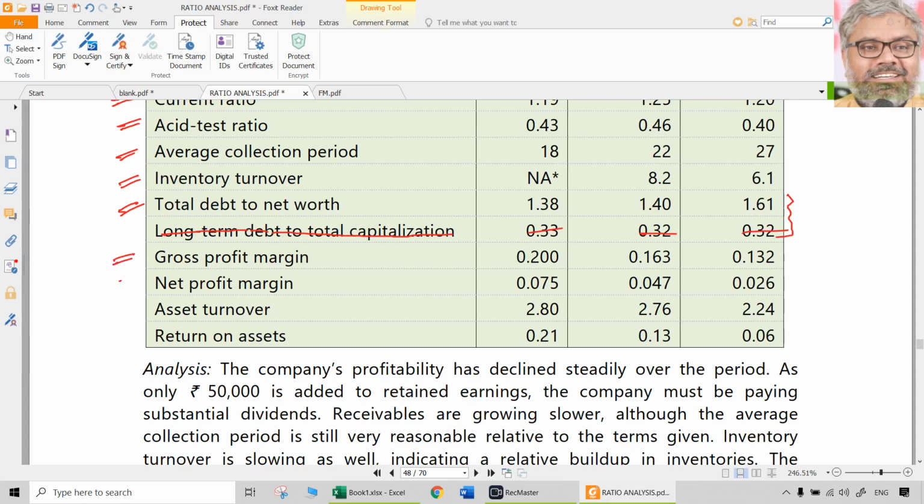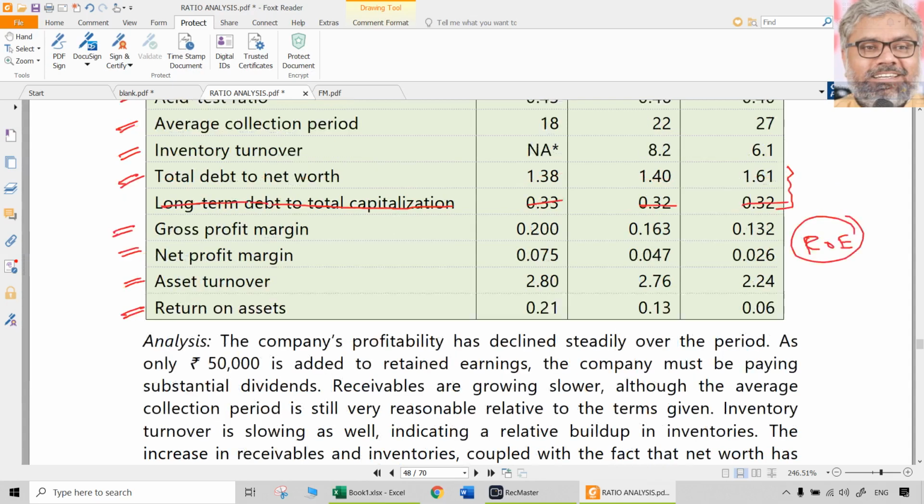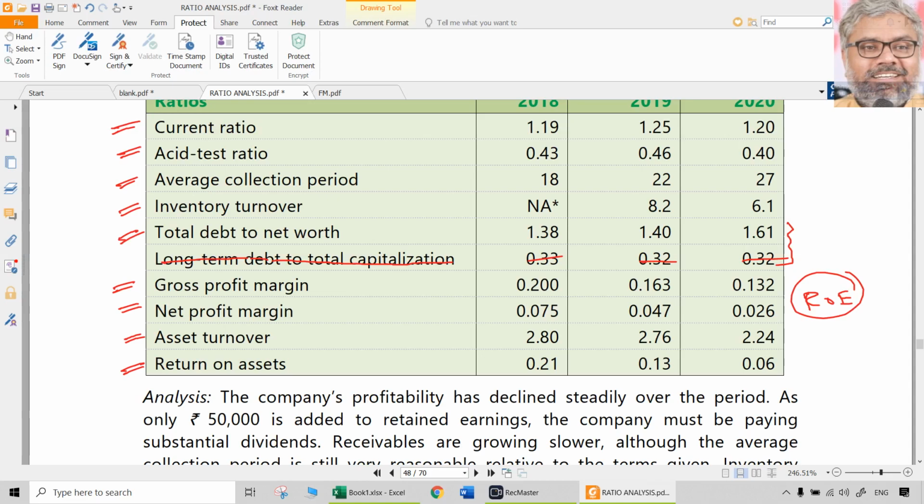Then gross profit margin and net profit margin can be calculated. Asset turnover ratios can be calculated, total asset turnover ratio. Return on assets can be calculated. And ultimately, I would suggest to calculate return on equity, because finally, all this drama, why people are doing it, is to get better return on equity. So return on equity you calculate, and you ignore this ratio. So how many are there? 1, 2, 3, 4, 5, 6, 7, 8, 9, 10.